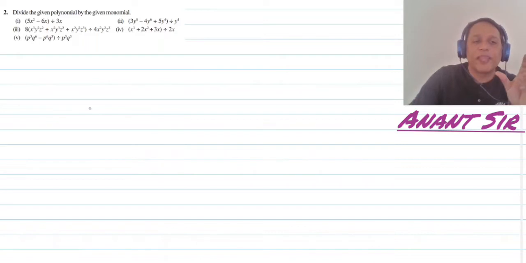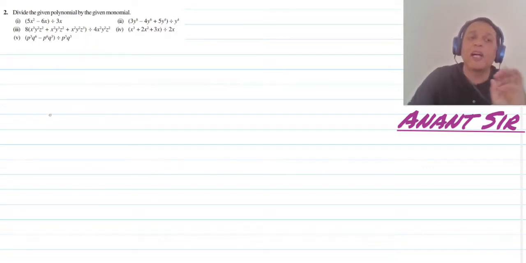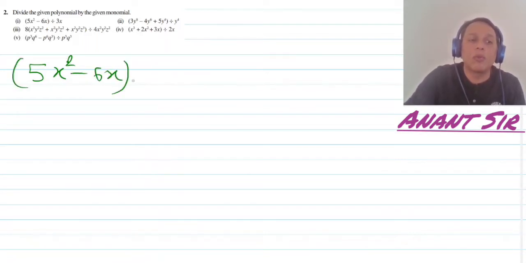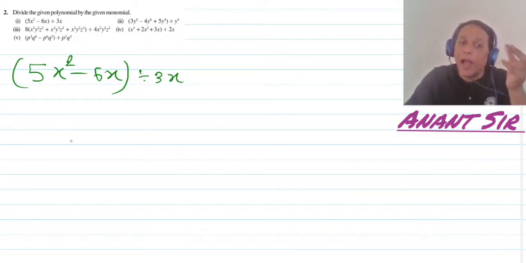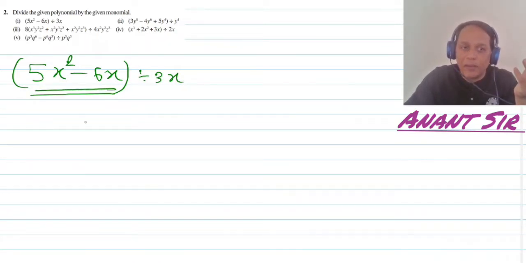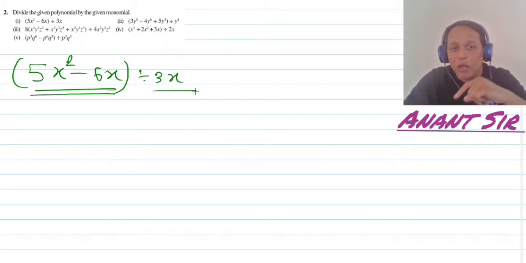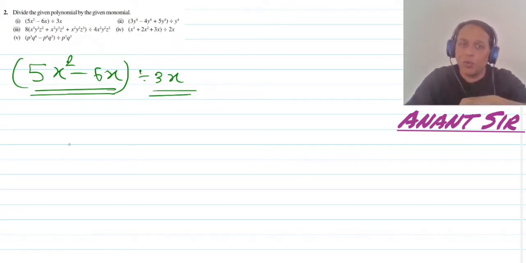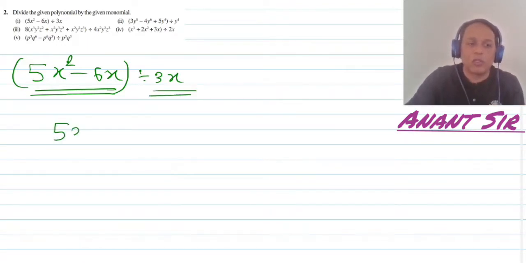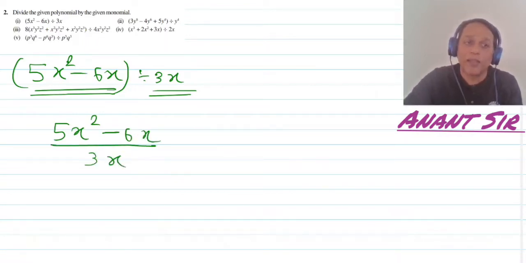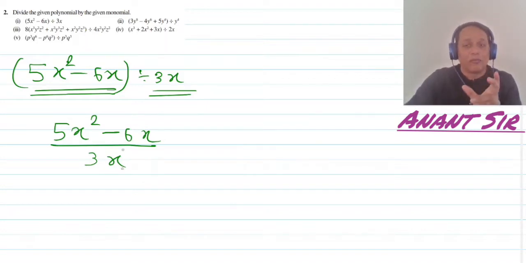Now we are dividing a binomial by a monomial. See, 5x² minus 6x, we have to divide this by 3x. We are dividing a binomial here. 5x² minus 6x is a binomial and we are dividing by 3x, which is a monomial. So how can we do this? So I am going to write in numerator denominator form: 5x² minus 6x by 3x. Now, should I do it like this?